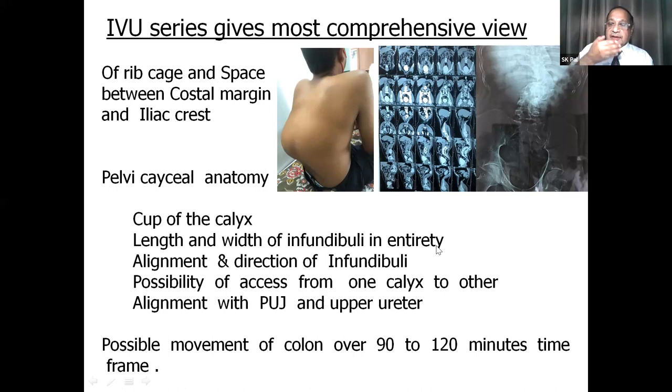Not that different calyces, different depth, you will get different images. Alignment of direction of infundibuli can be obtained in IVU. Possibility of access from one calyx to another, you can see in one particular film. Alignment with the PUJ and upper ureter can be identified in IVU films. And possible movement of the stone over 90 to 120 minutes, because this is the time taken when we are doing the IVP.